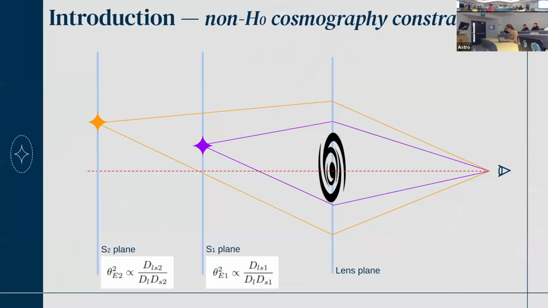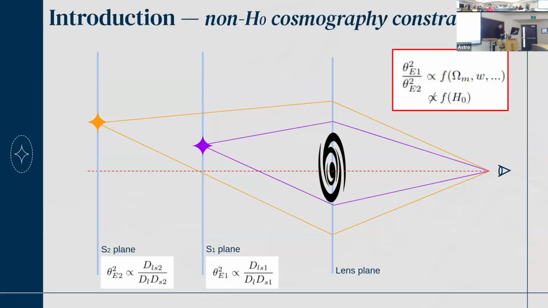I also want to talk about another kind of cosmology that you can do outside of H0 with strong lenses. In this scenario, using multiple lenses and multiple source galaxies at different redshifts, you could constrain parameters such as omega m and w, the dark energy equation of state, independent of H0, i.e. independent of this mass sheet degeneracy. And these kinds of systems where you have multiple sources are very common with galaxy cluster lenses.